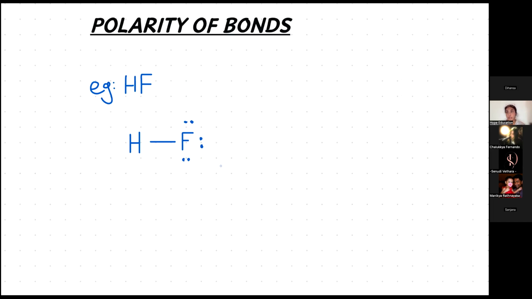It's fluorine. Fluorine has a higher electronegativity and hydrogen has a lower electronegativity. What does it mean by higher electronegativity? What is the meaning of electronegativity? What is electronegativity?